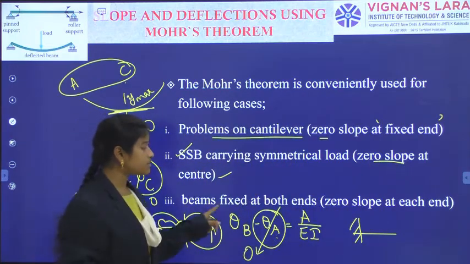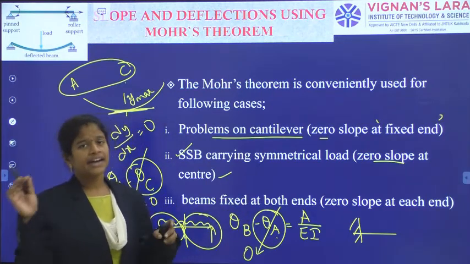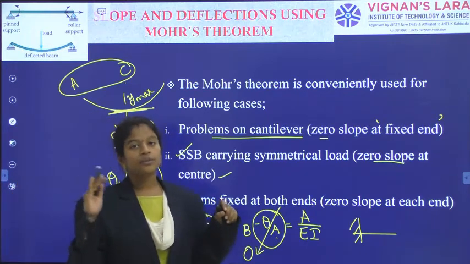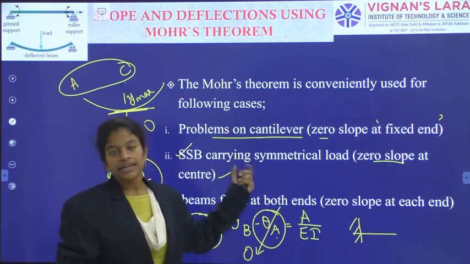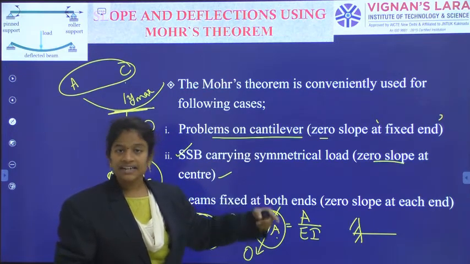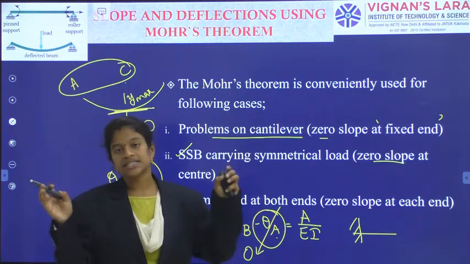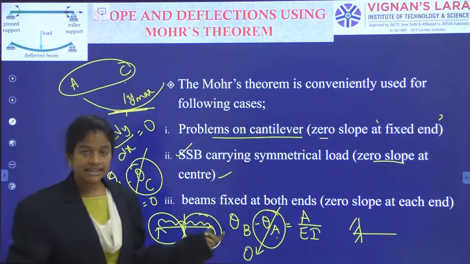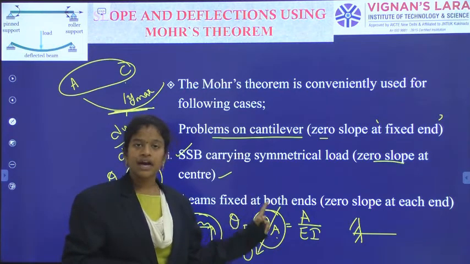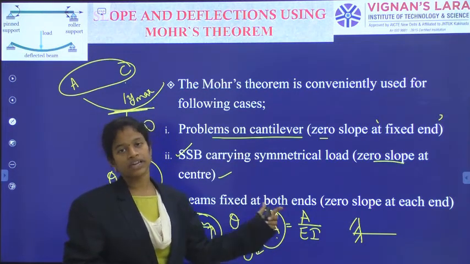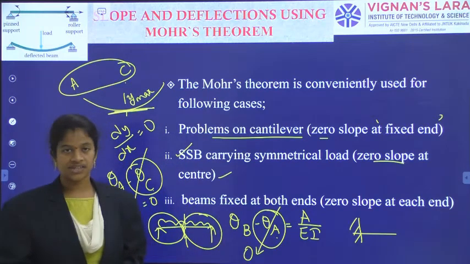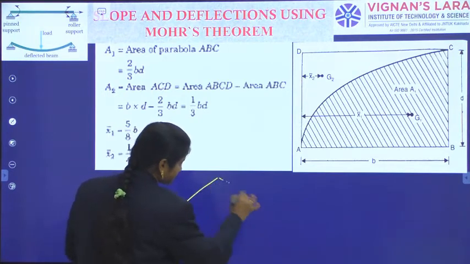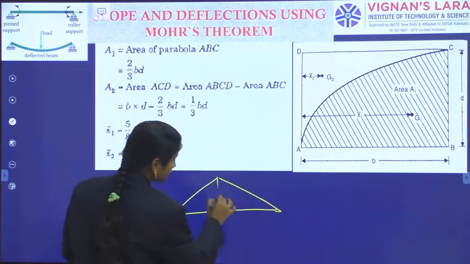And also beams with fixity at both the ends, because at both the ends the slopes are 0. So wherever the slope is becoming 0, that point you can choose. So in cantilevers, fixity. In a simply supported beam with symmetrical loading, center 0 slope. In fixed beams, both ends 0 slopes. That's why these are the cases I can use for Mohr's theorem, so that in the two equations with two unknowns, one of the unknowns will be 0 directly and the remaining unknown can be calculated from the A by EI condition.